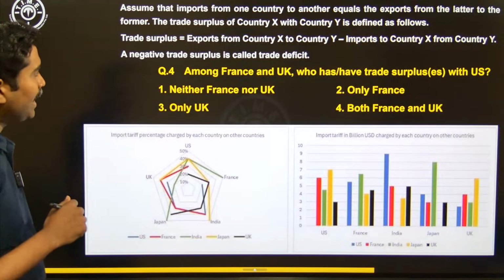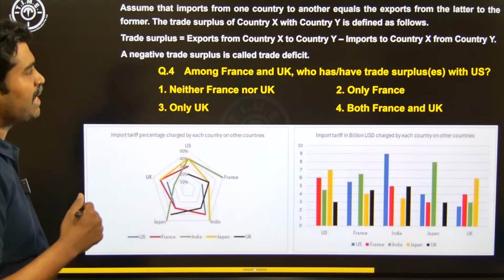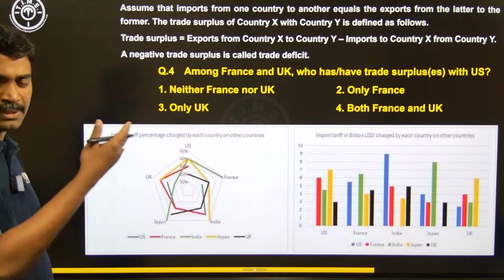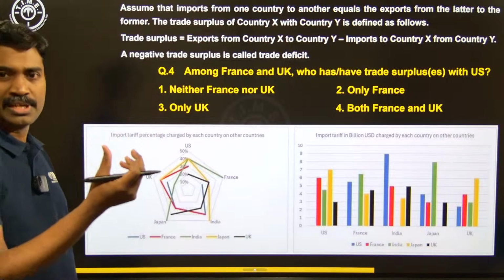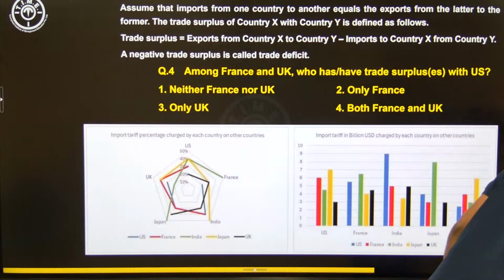Among France and UK, who has or have trade surpluses with the US? The same thing that we did in the previous question. We'll just say exports minus imports. If that is positive, we'll say trade surplus.